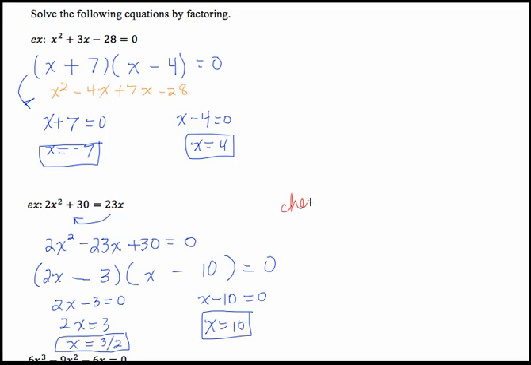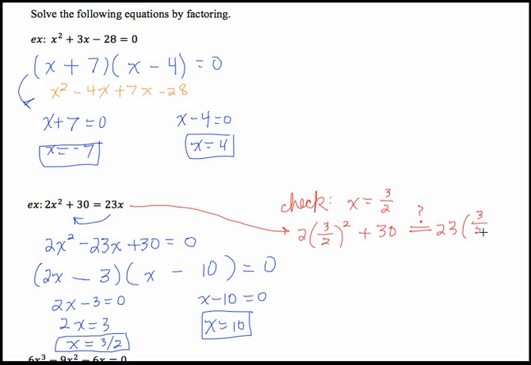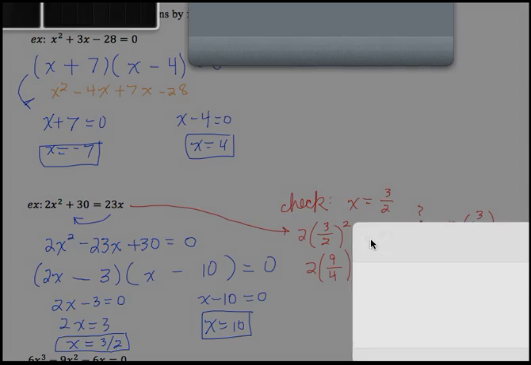I haven't checked any in a while, so let's go ahead and check the 3/2. So I'm going to plug that into the original equation. 2 times x squared, 3/2 squared, plus 30. Hopefully that equals 23x. So 23 times 3/2. So 3/2 squared, 3 times 3 is 9, 2 times 2 is 4, plus 30. Does that equal 23 times 3? We need to multiply everything times 3.